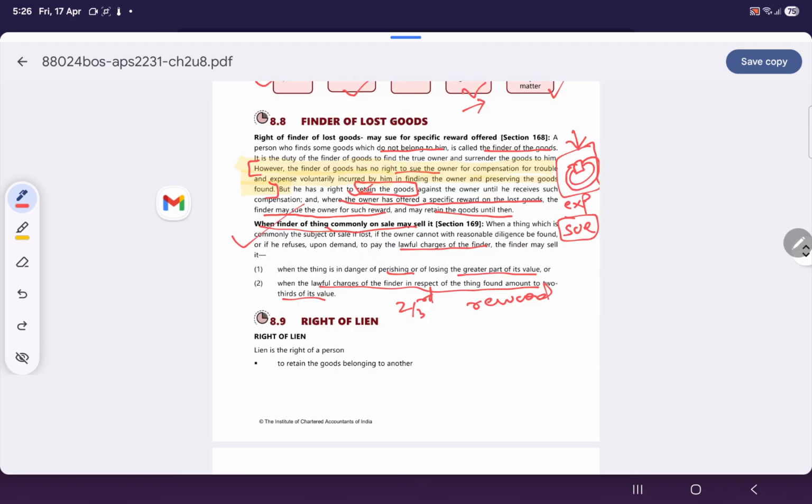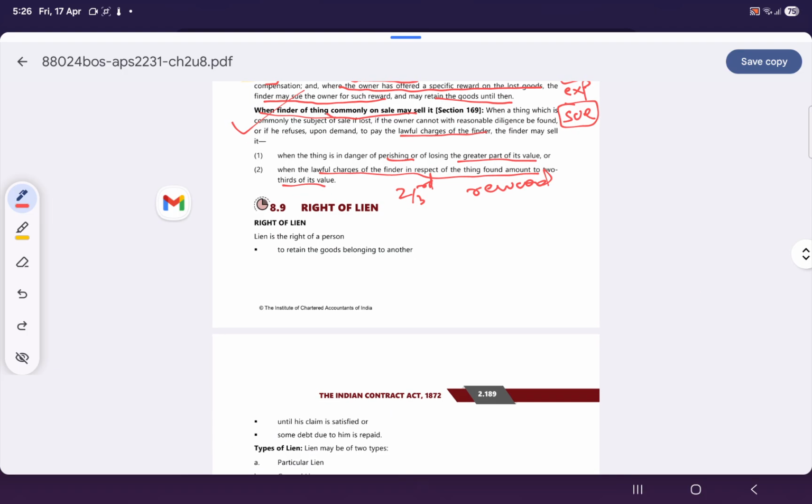So basically, if I'm finding goods, I cannot sue the owner just because I got irritated, or because I voluntarily incurred expenses, but I can sue him for the rewards. And if the goods are things which can be commonly sold, then I can sell them if they are going to perish, or if the owner is not giving me the lawful charges which I have incurred, then I can sell the goods and recover my lawful charges if it covers 2/3 of the value.